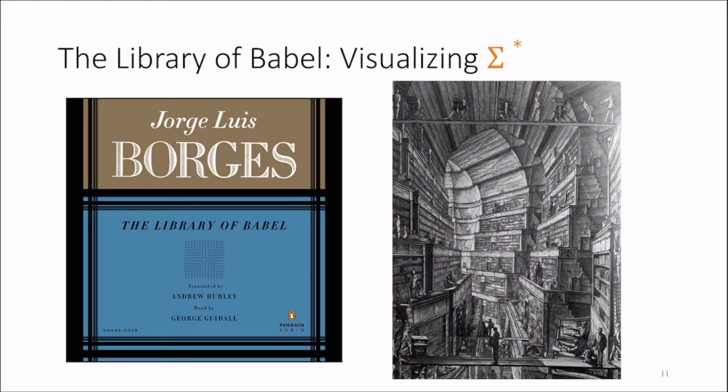In fact, there's a great short story by a famous Argentinian author, Jorge Luis Borges, called The Library of Babel, and he imagines exactly sigma star as this massive library in which every book that ever could be written exists, and people wander the hallways trying to figure out which book is worth reading.